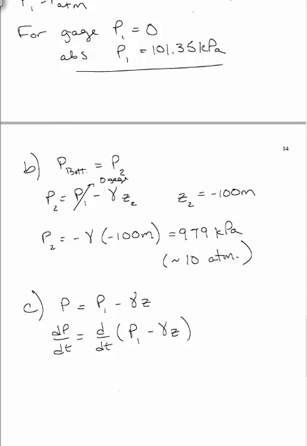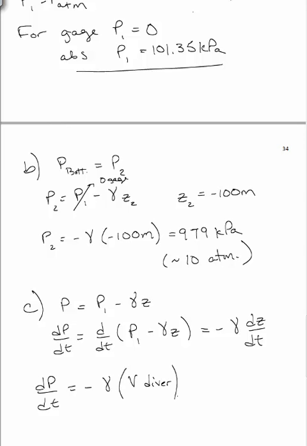It's going to be different, right, for gauge or absolute, but once you take the derivative, it's not going to be different because P1 is a constant. So d/dt of P1 is actually 0. So it doesn't matter if you use gauge or absolute when you're talking about a derivative here. So what you're going to get is just minus gamma dz/dt. Okay, so our rate of change of P is equal to minus gamma, our velocity of the diver.